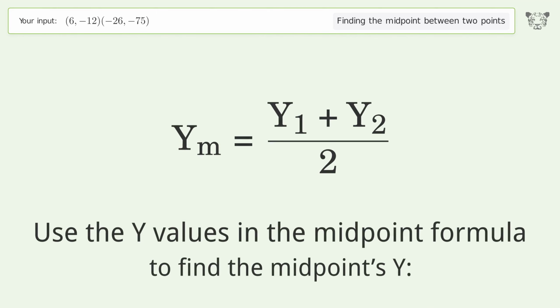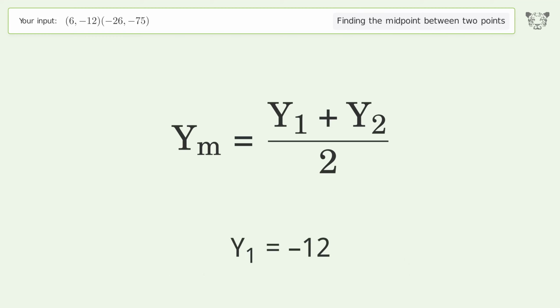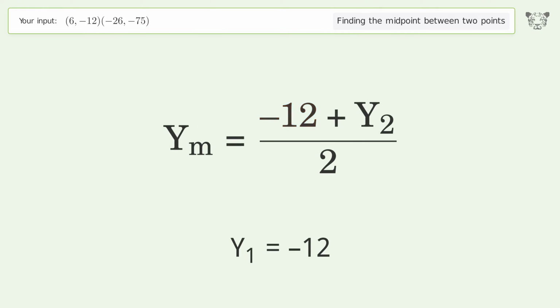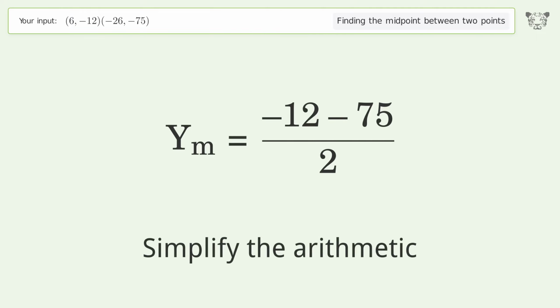Use the y values in the midpoint formula to find the midpoints y. y1 equals -12. y2 equals -75. Simplify the arithmetic.